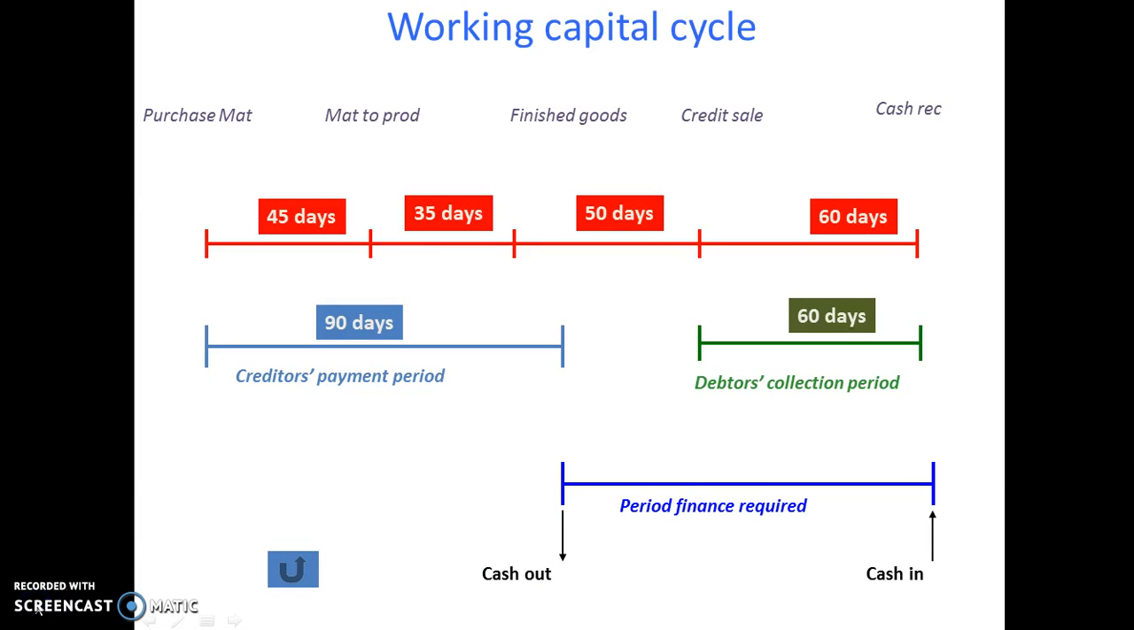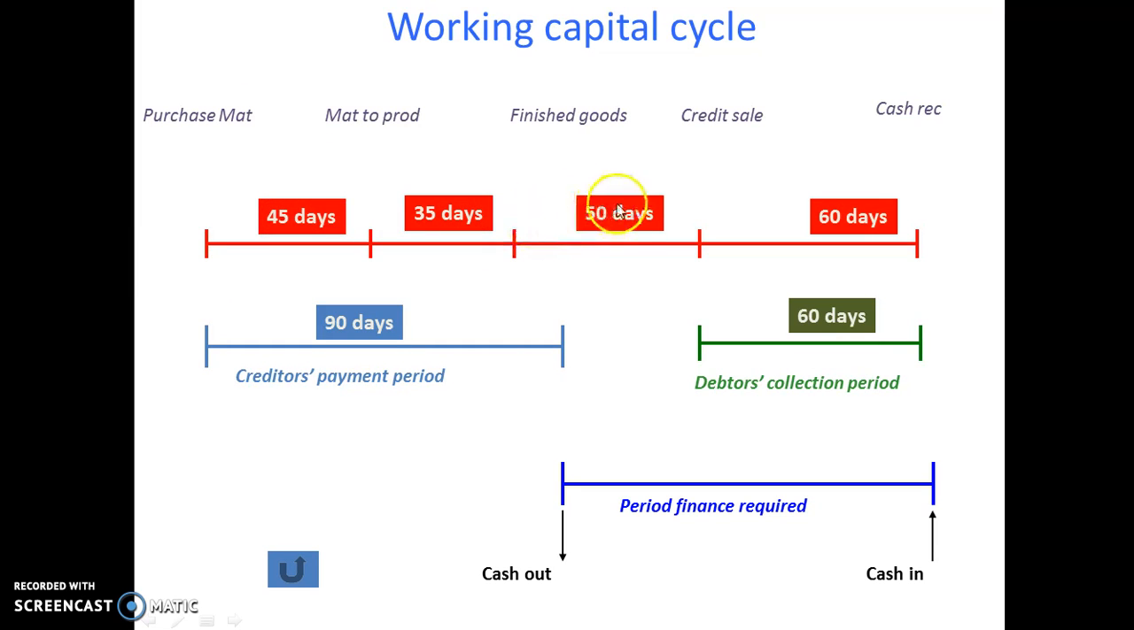Okay, here you can see the same thing. We just put some days into it. So raw material inventory on average lasts 45 days. We'll look at the calculation later on. Then after 45 days, it's put into production. And that lasts 35 days. So now it's 80 days before we have the finished goods available for sale.